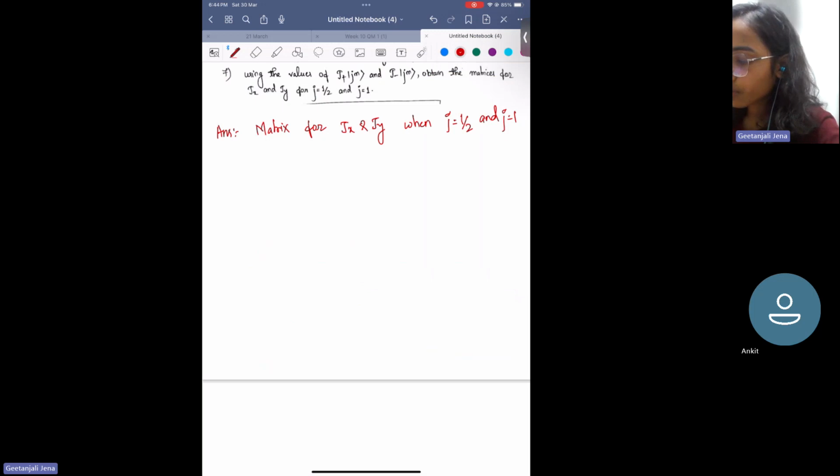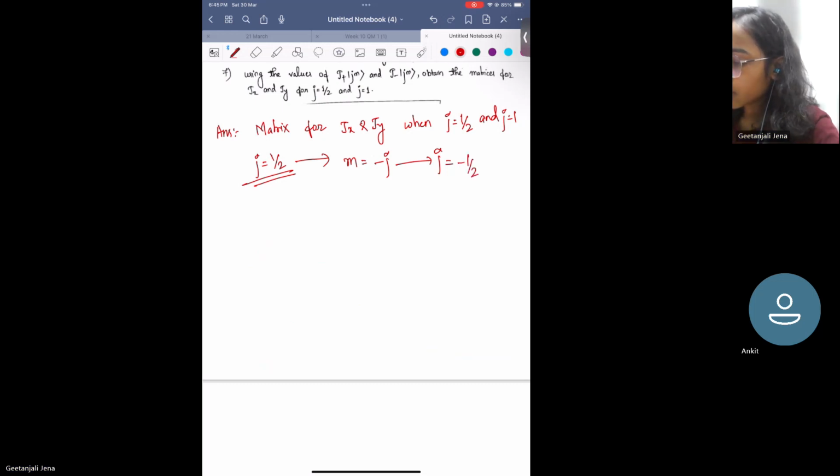Let us see what is the matrix expression for J equal to half. So you know that when J equal to half, M is from minus J to plus J in steps of 1. So the extreme points will be minus half and half. There will be no M value in between because it is in steps of 1. So these are the values of M you will get for J equal to half.